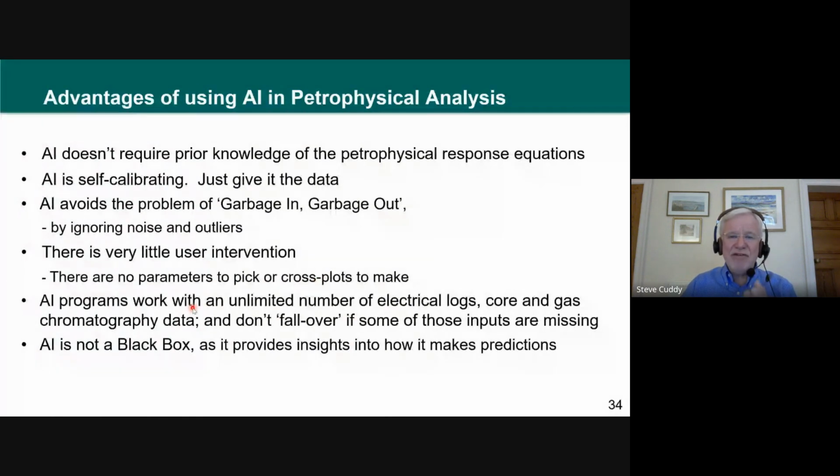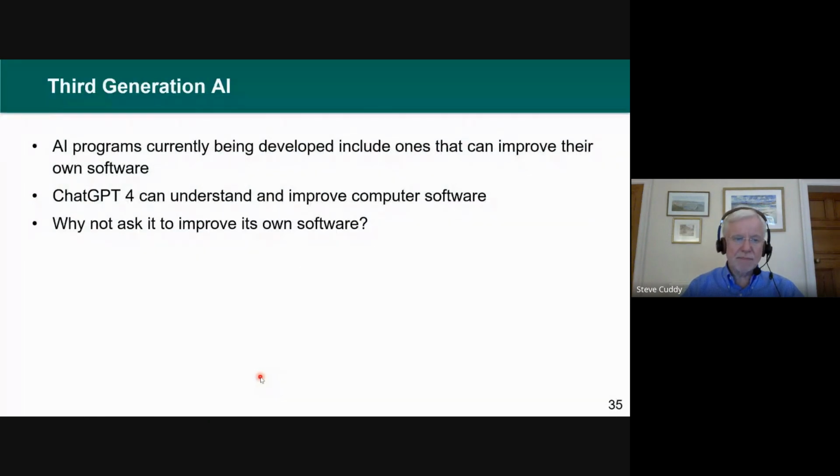You give it everything you've got. You give it the bit size. You give it the time of the day. You give it depth. It's very important, right? And if you've got gaps in data, it will not fall over. And it is not a black box, because you can interrogate it and ask it for insights and how it is making the predictions. Now, let me briefly tell you about third generation AI.